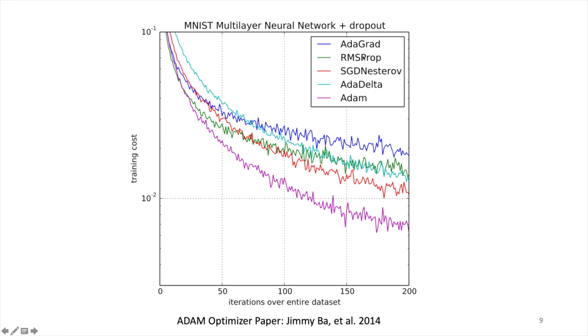So we have Adagrad, RMSprop, SGD. This is another variant of Adagrad, and Adam itself. You see that the convergence rate for Adam, in this case for the MNIST dataset, which was the handwritten digit dataset, outperforms the other 4. There are other papers that suggest otherwise for other datasets. So in this case, we can just say that Adam was working better than the others.